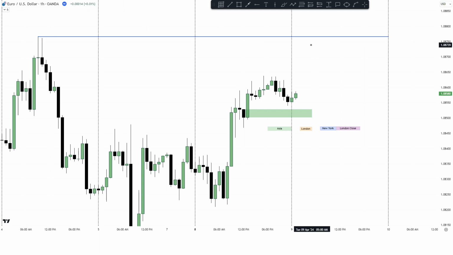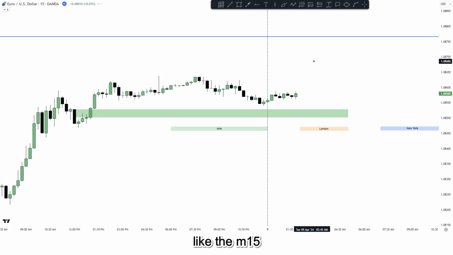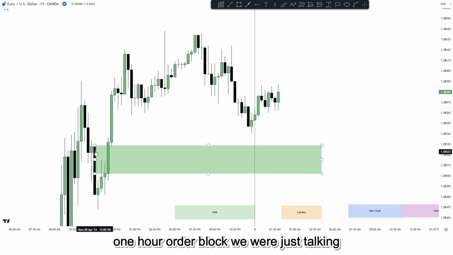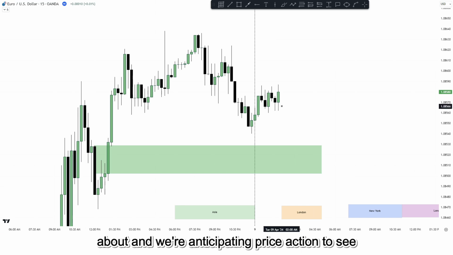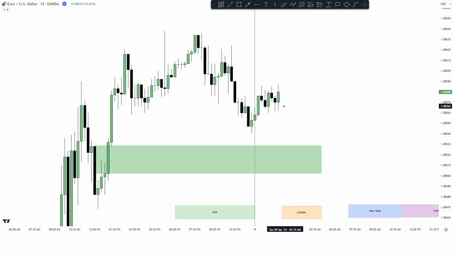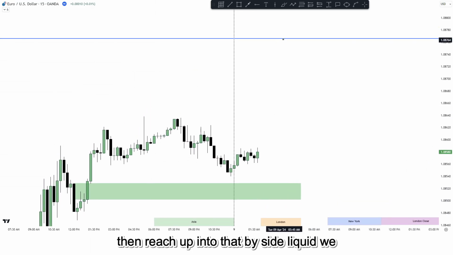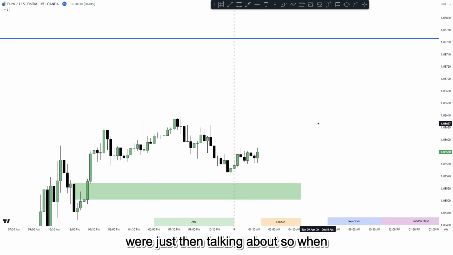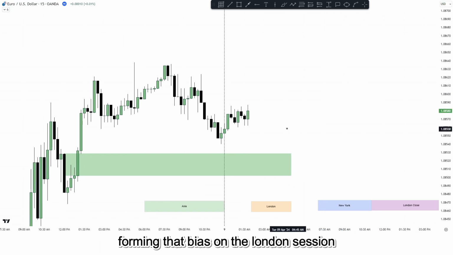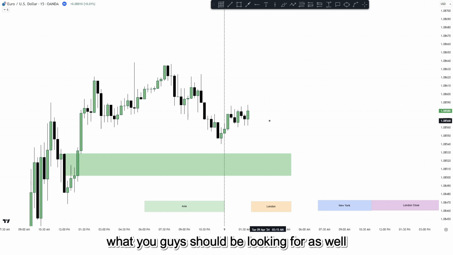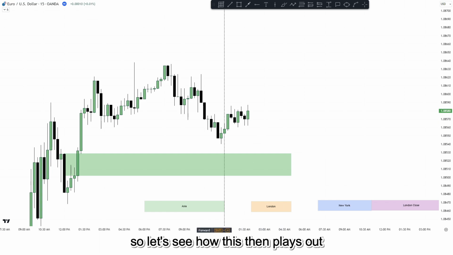Let's go on a lower time frame here, like the M15 time frame, so we can clearly identify that 1 hour order block we were just talking about, and we're anticipating price action to see a drop lower into that level, find support to then reach up into that buy side liquidity we were just talking about. So when forming that bias on the London session, this is exactly what I'd be looking for and what you guys should be looking for as well. So let's see how this then plays out.